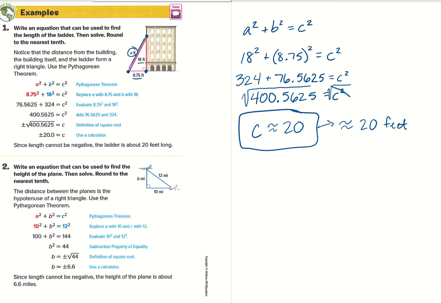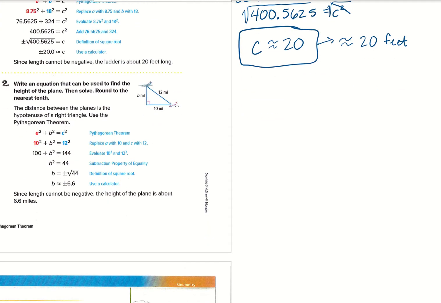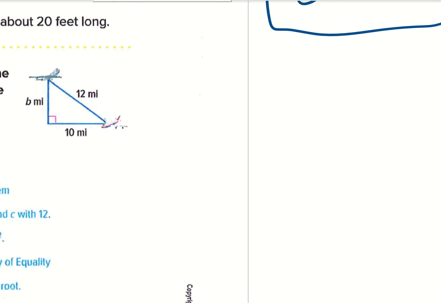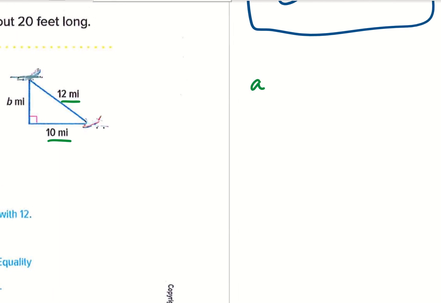Now we'll go ahead and move on to problem number 2. It says write an equation that can be used to find the height of the plane and then solve round to the nearest tenth. So if we look at this triangle, we have these two sides. We don't have this side. They label it B. So that means with our Pythagorean theorem, we know B is going to stay the same. We won't be able to do anything with it off the start. But then we need to figure out which side is A, which side is C.